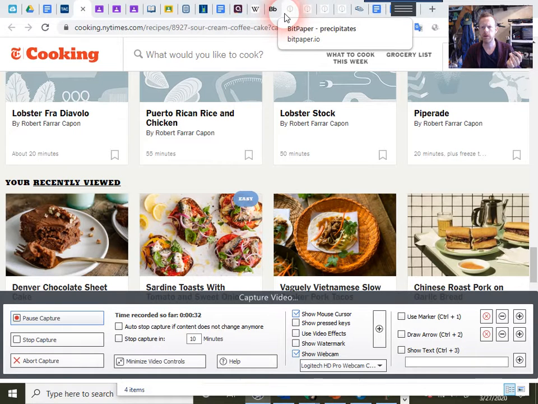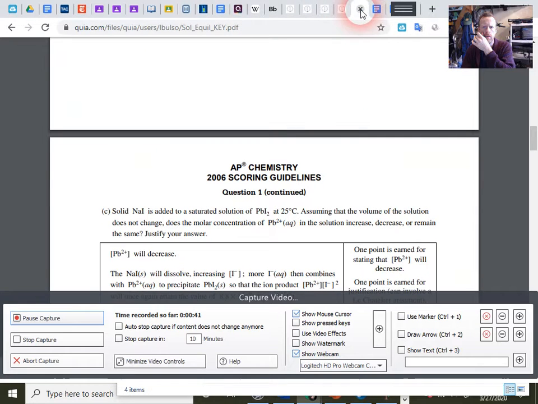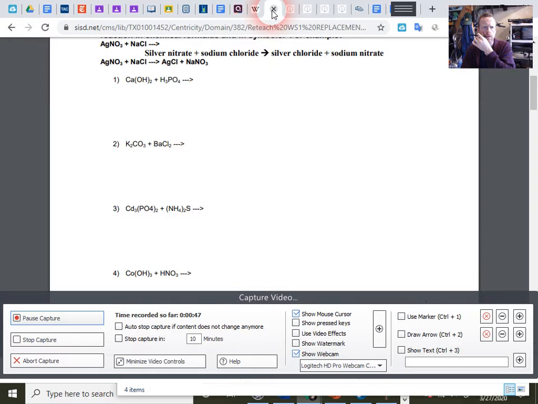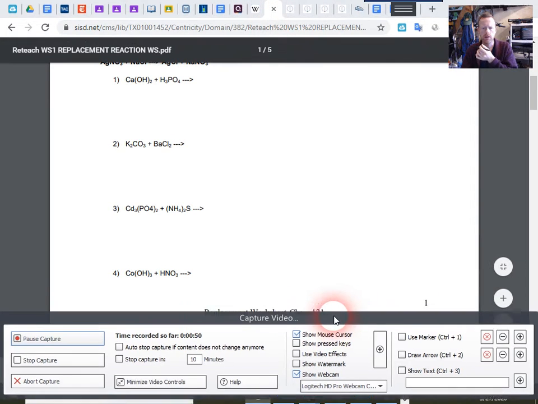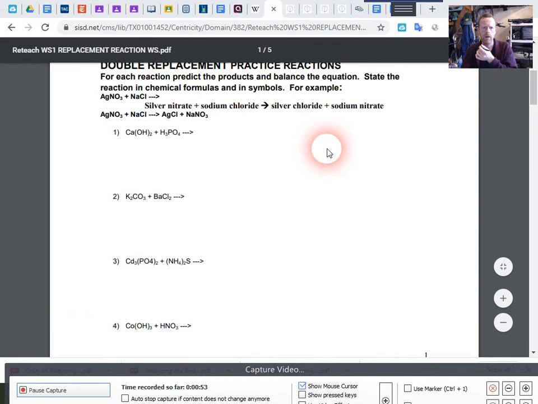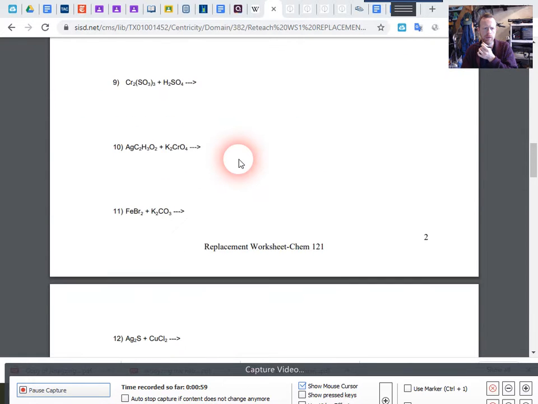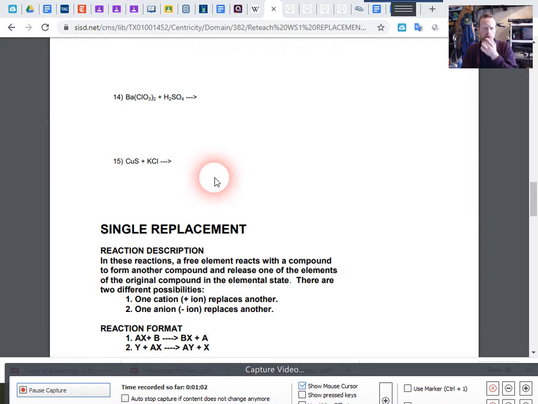So this is what I expect you to have done. I expect you to have done the double replacement. Let me pull it up. I had it right here. Okay, so I have it right here. I'm going to go through each of these, and I expect you to have done up to 15, but let's say by Tuesday. I made another video before about the exceptions and what drives these processes and what I expect you to do.